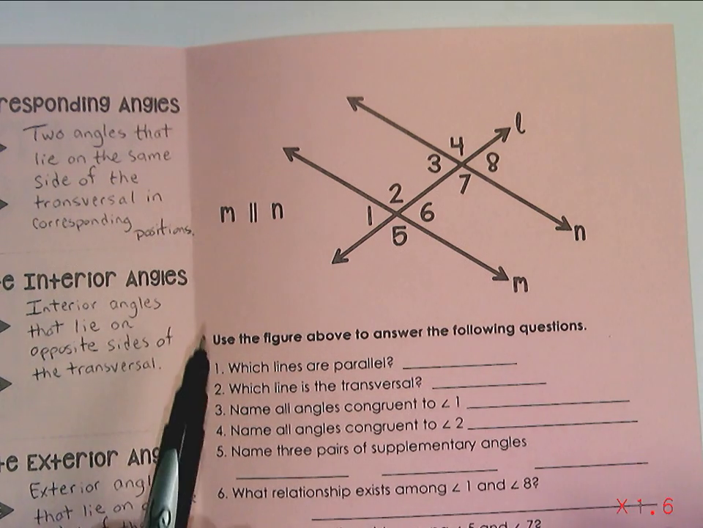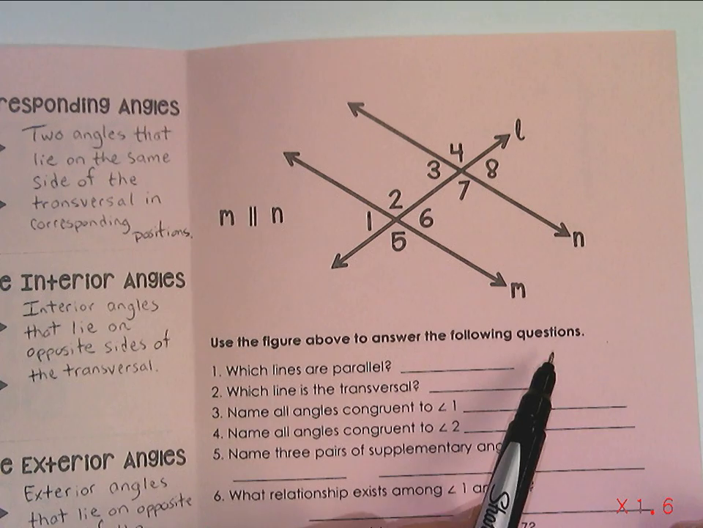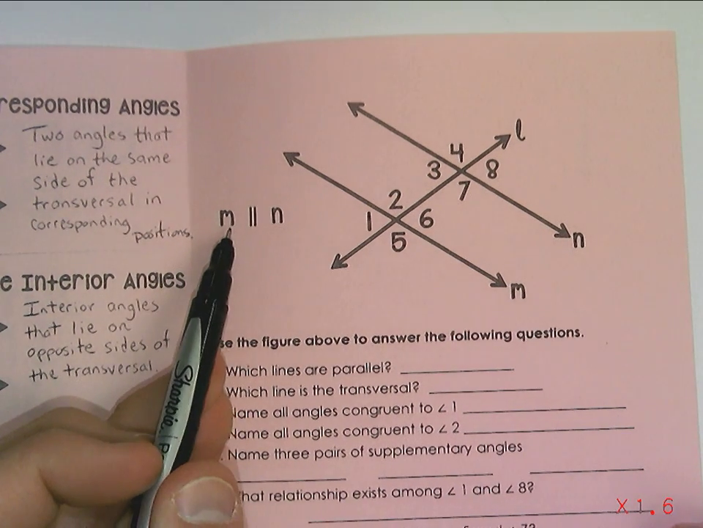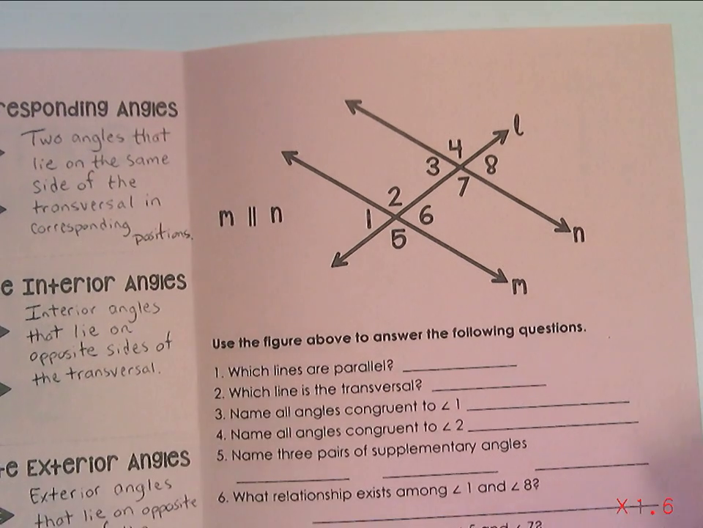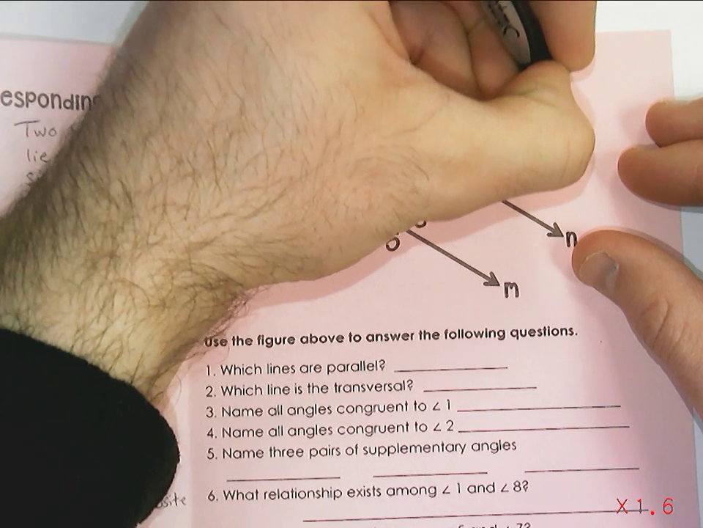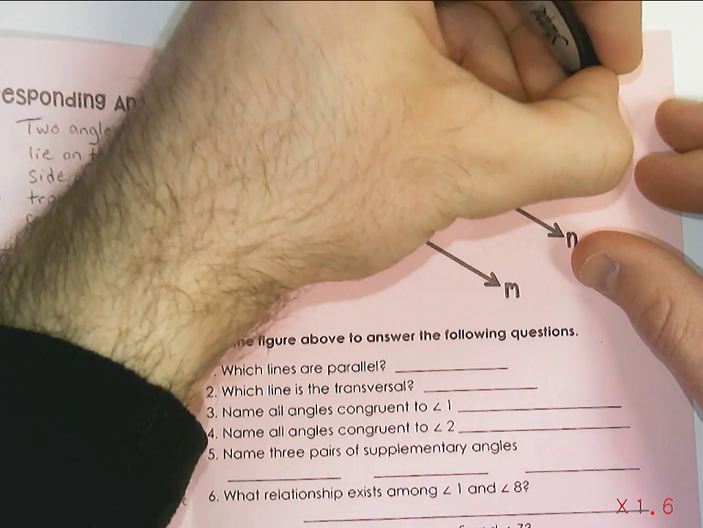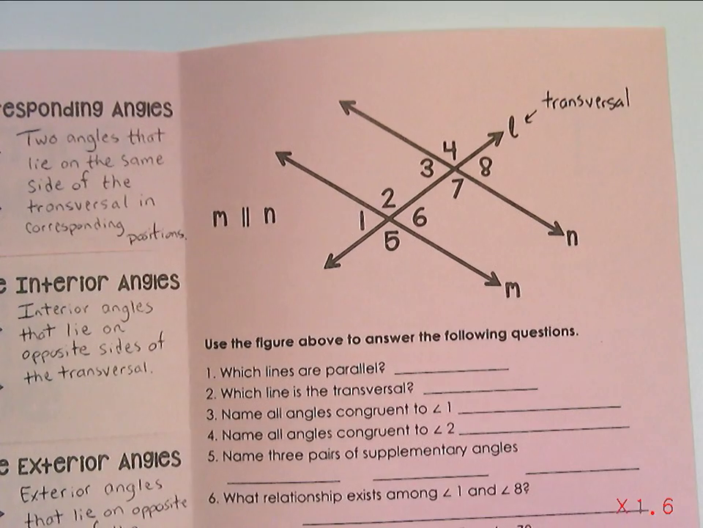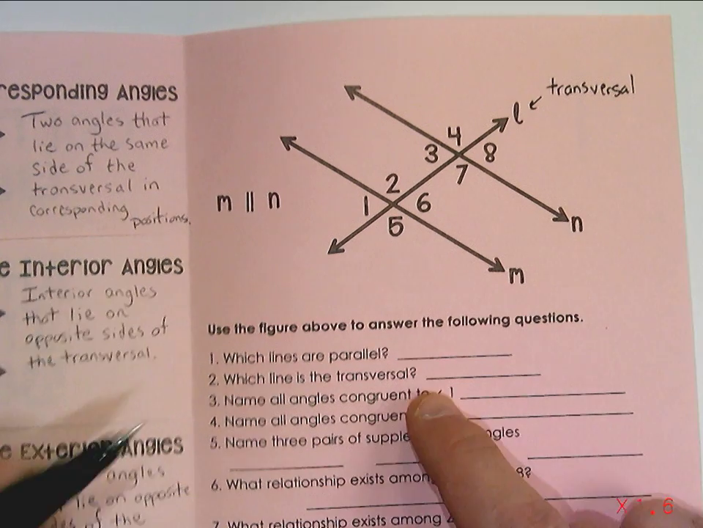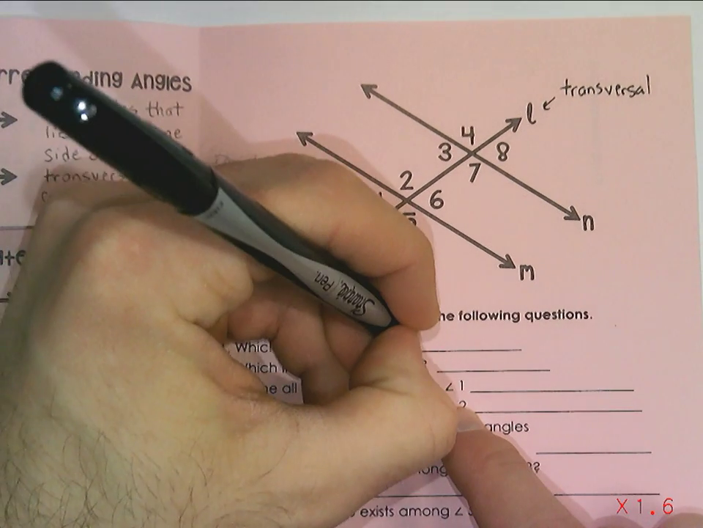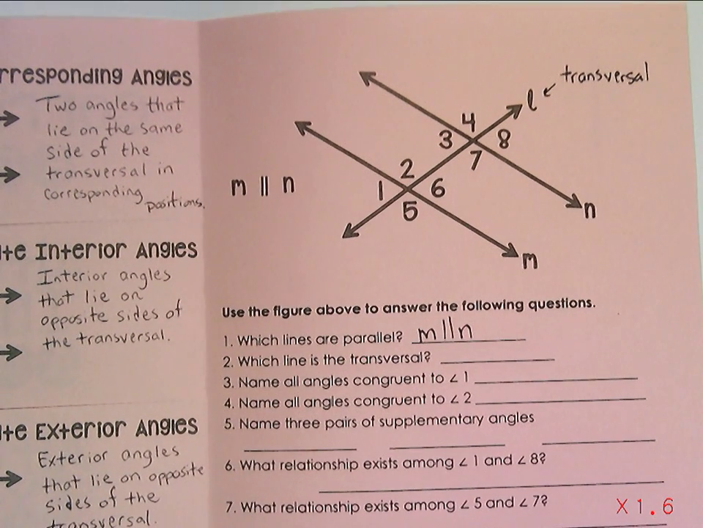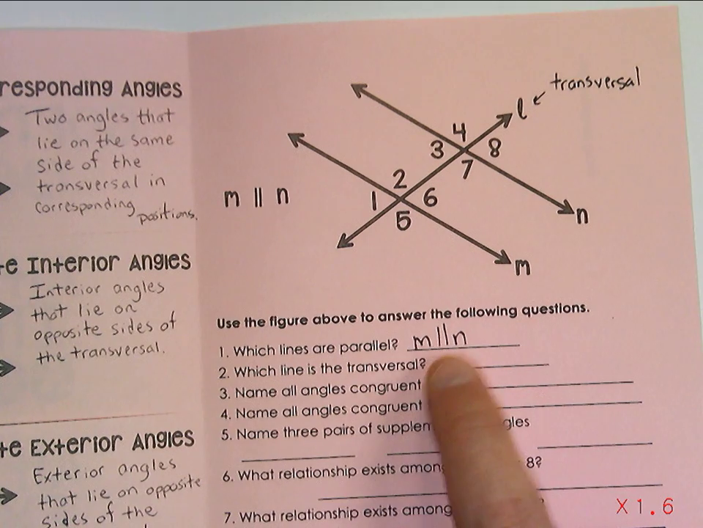It says here, use the figure above to answer the following questions. So we know that line M is parallel to line N, and that this line L here, remember, is our transversal. That is known as a transversal. So which two lines are parallel here? Well, let's use our notation. We know that M is parallel to N. This symbol means the lines are parallel.